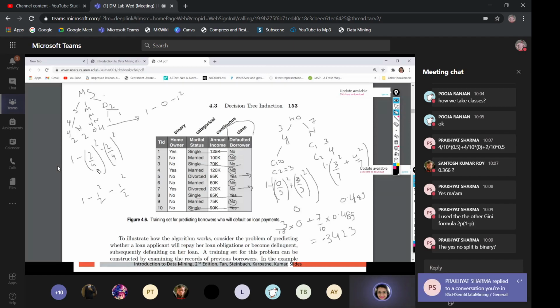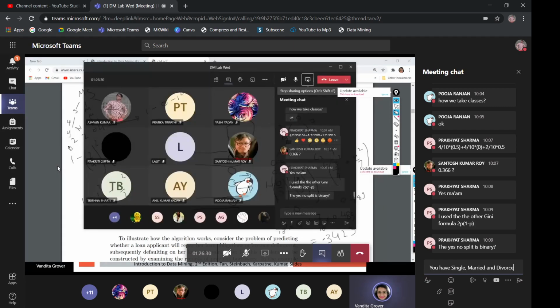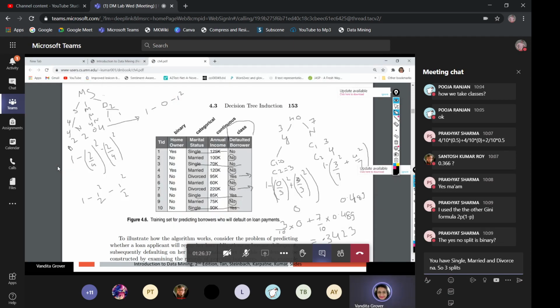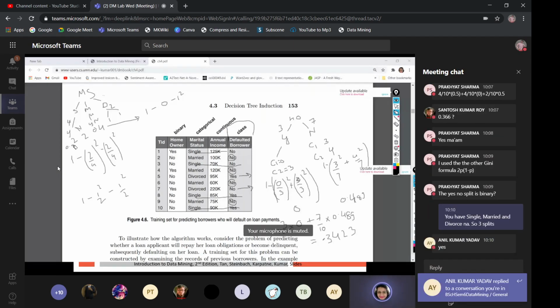Okay, what is this answer? 1 minus (2/4) square minus (2/4) square. This is 1 minus 0.5 square minus 0.5 square. 0.25 and 0.25, so this becomes 0.5, I guess. Is this 0.5 for single? Okay, the yes/no split is binary, yes. So this is 0.5.